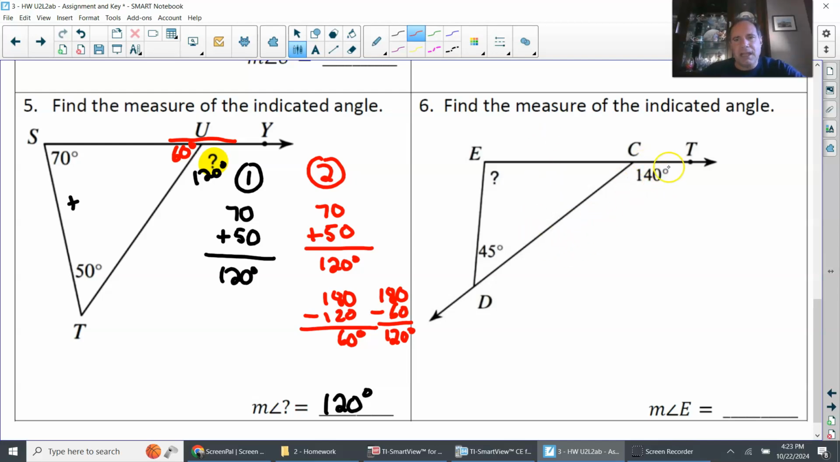For this way, again, here's the exterior angle. Here's the non-adjacent interior angle. To find this, you would just subtract 140 minus 45. And you would get 95 degrees. And this is 95.